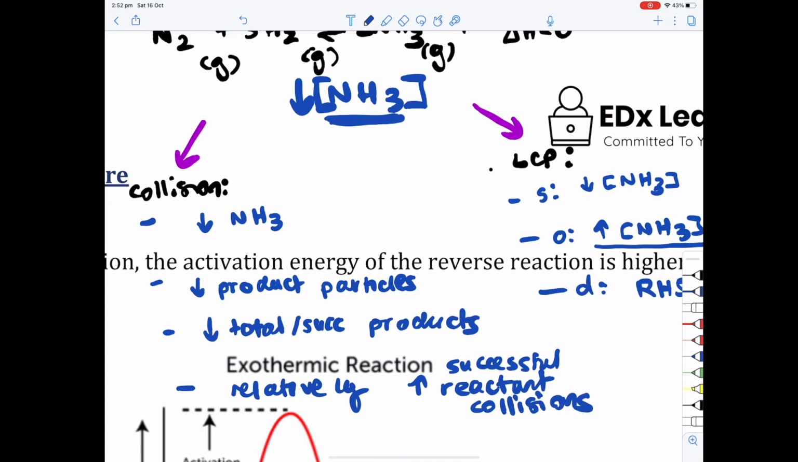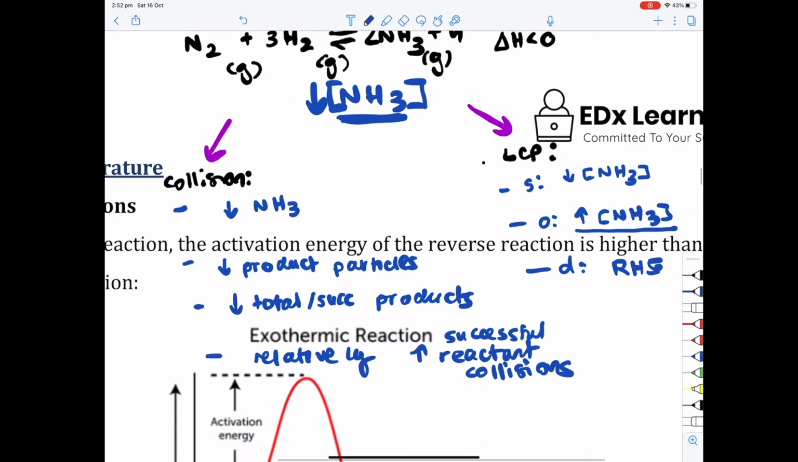So then which direction do we go if there's increased successful reactant collisions, everyone? Forward or right. And guess what? What did LCP predict? Predicted would go to the right. And guess what? We do go to the right, according to collision theory. Very good. So it will be your job, if they ever ask you a question to explain LCP according to collision theory, this is how you do it.